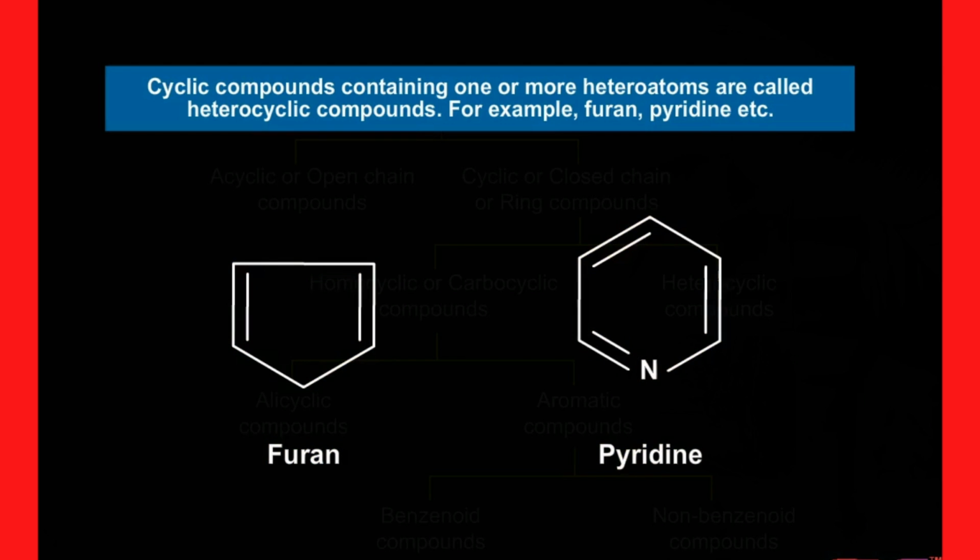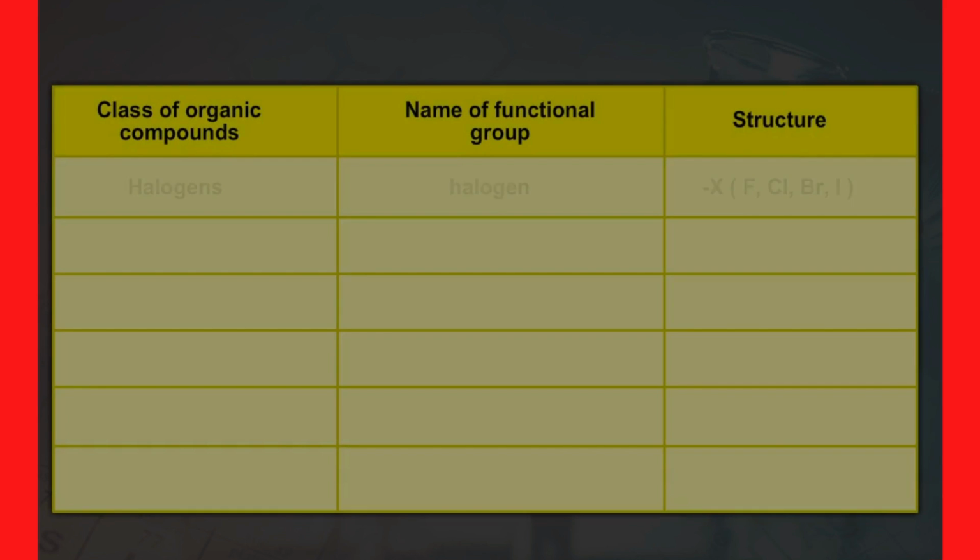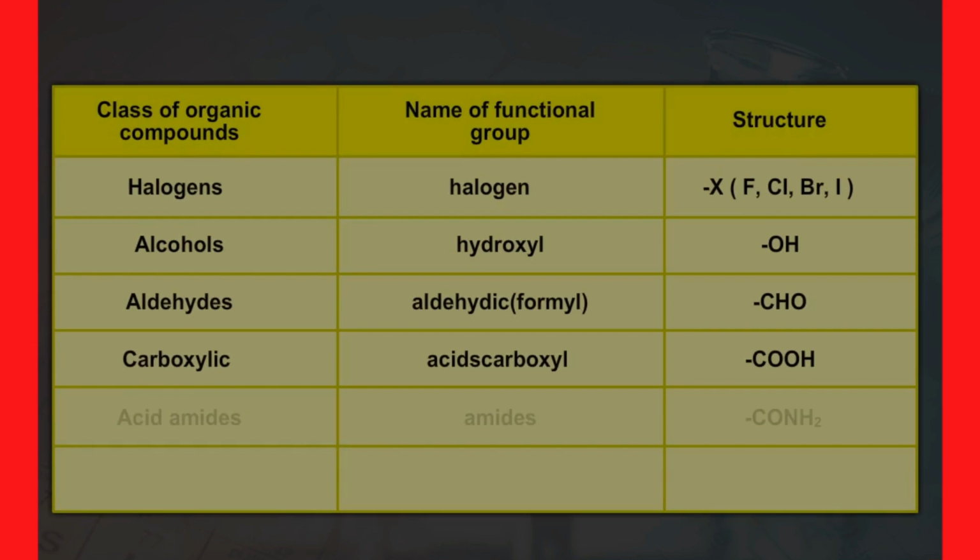Cyclic compounds containing one or more heteroatoms are called heterocyclic compounds. For example, furan, pyridine, etc. A functional group may be defined as an atom or a group of atoms present in a molecule which largely determines the chemical properties. Halogens, alcohols, aldehydes, carboxylic acids, acid amides and amines are the examples of functional groups.